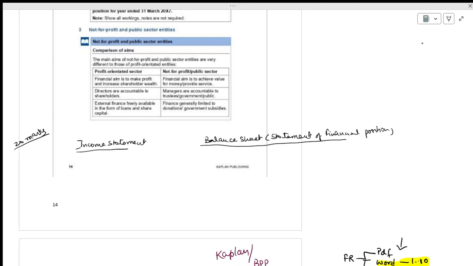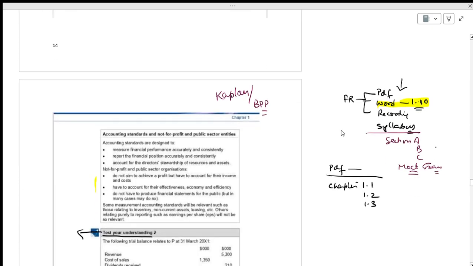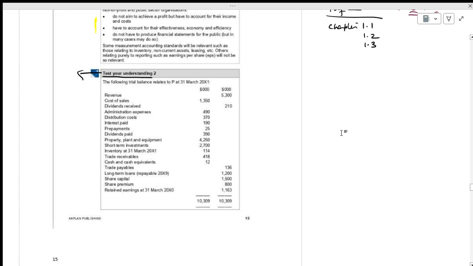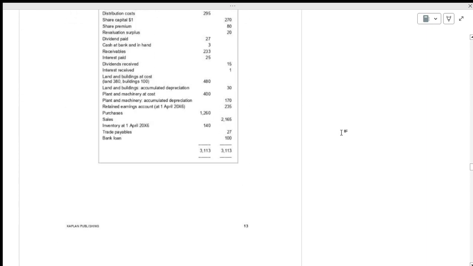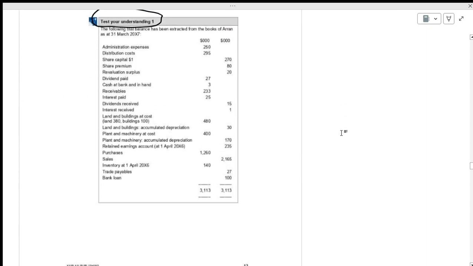We have to be very clear what is there in the income statement, what are the items to be shown in the income statement, and what are the items to be shown in the balance sheet. Very systematically, we should not do any error. Totaling errors, that is not that much, marks will not be deducted, but technical errors we should not do.